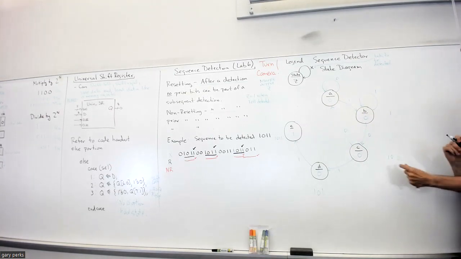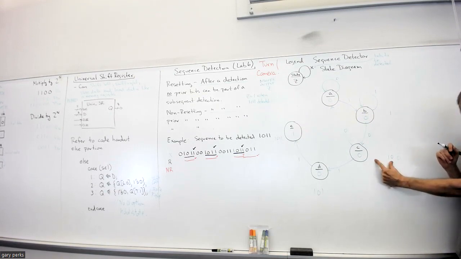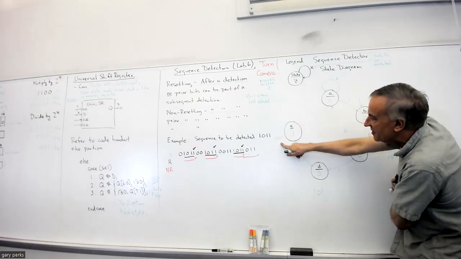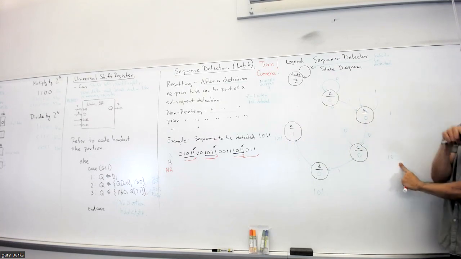Everybody see that? I think that's why if you write down what it takes to get to a state, it helps. Right, because it took a 1-0 to get here. If you get another 0, well, there's no way I can get this sequence I'm looking for. So I just start over again.